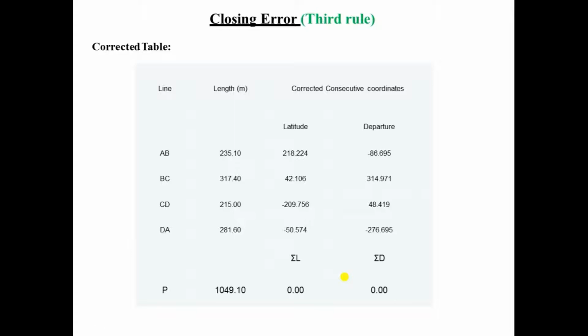Now we are seeing in the actual how we can mitigate the closing error using the third rule. That is another example, and we can get the corrected table. We have seen previously how we can correct the coordinates, and we are applying the correction to each coordinate separately using the third rule, and we can get the corrected reading table. We can also check the summation of latitude and departure. That should be 0. If not 0, then we have made a mistake at some point of the calculation.